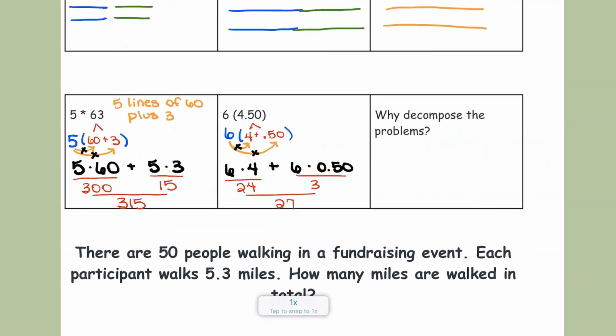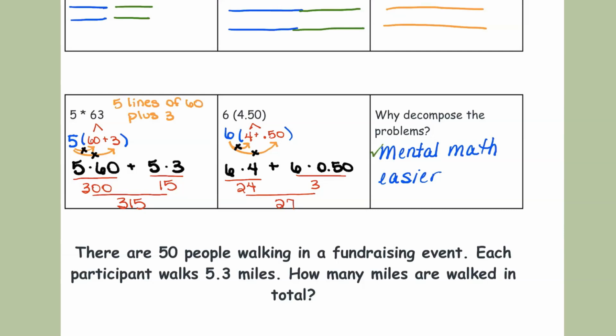It makes it super easy to work out these problems because we're using our mental math and we're making our problems much more visual and easy for us to see. So why do we decompose these problems? One is mental math, and two, it makes it easier.